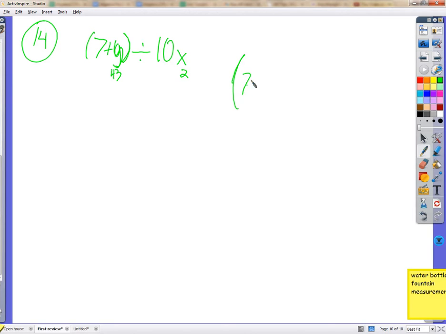But if I wrote 7 plus y divided by 10 times 2, now what would the order of operations tell you to do? Do the parentheses first, add these together. This is supposed to be 43. So now according to the order of operations, I should divide this first. From left to right, divide first. 7 plus 43 is 50 divided by 10. That should get 5. Right? Times 2 equals 10.